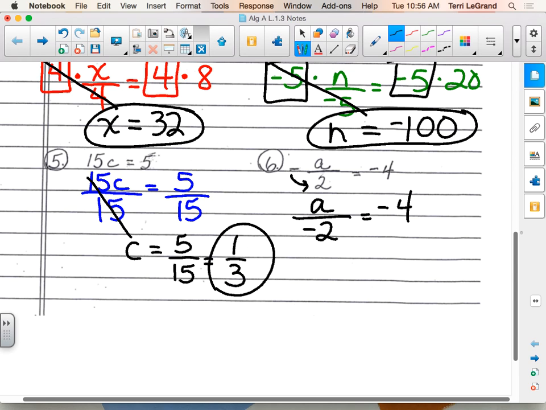Now, a is being divided by or multiplied by negative 2? Divided by, so what are we gonna do? We're gonna multiply, so we're gonna take negative 2 times a over negative 2. We're gonna take negative 2 times negative 4. So again, this is what we're multiplying by.